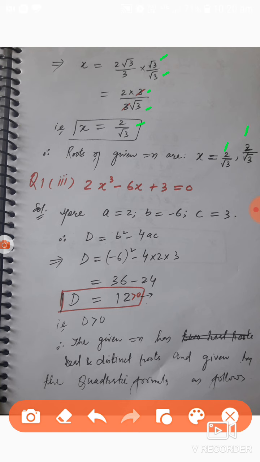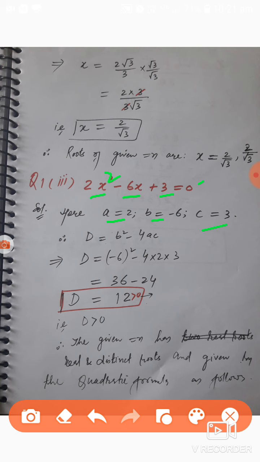Now let's solve equation number 3. Our equation is 2x square minus 6x plus 3 equal to 0. We have a equal to 2 over here, b equal to minus 6 and c equal to 3.